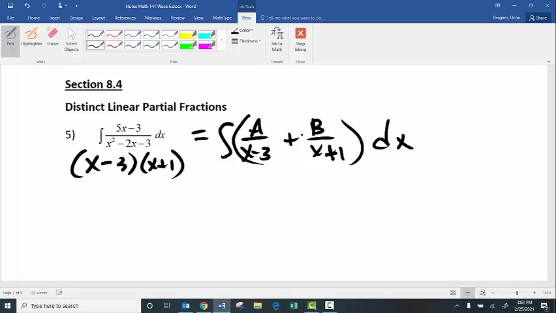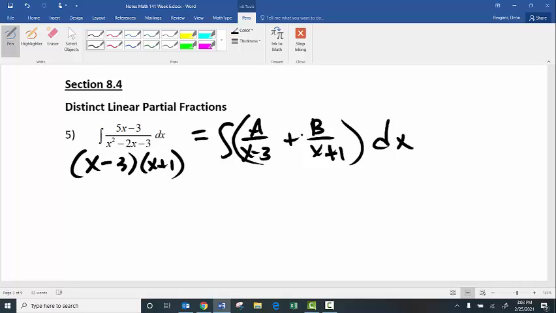This is called a distinct linear because when you factored the bottom, x minus 3 and x plus 1, they are actually linear. So you have to look at them individually and decide what they are. Individually they're linear, and distinct means they're different. x minus 3 is different than x plus 1. So this is the first type of partial fraction. It's called distinct linear. All right. So now we need to set up an equation to find A and B, and then we're going to integrate it, which is actually the easy part.